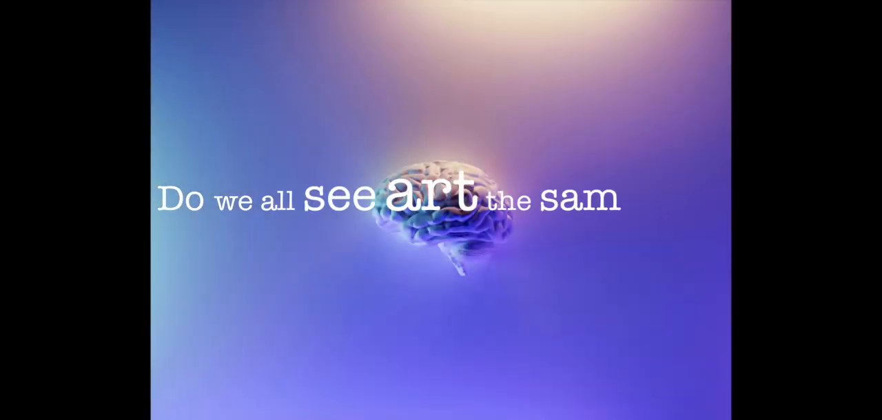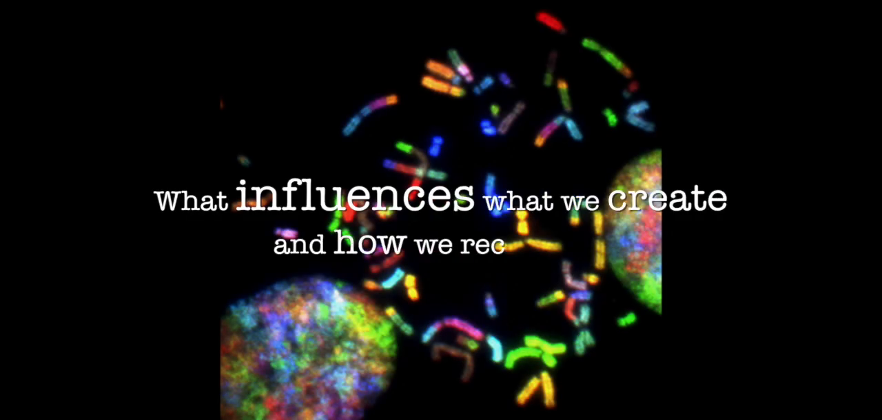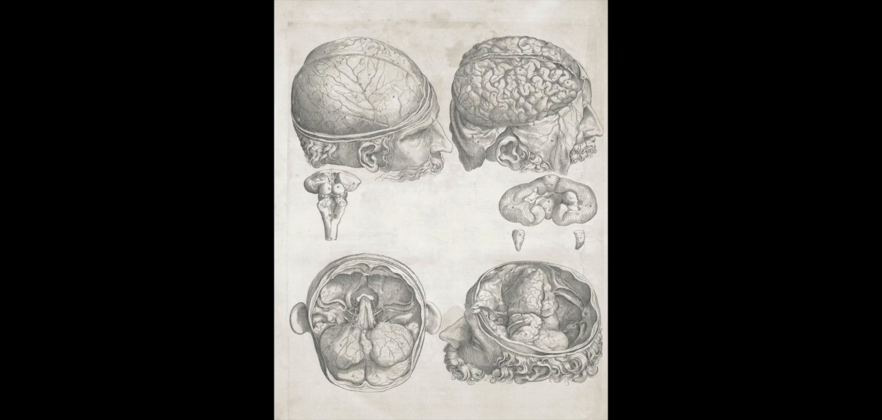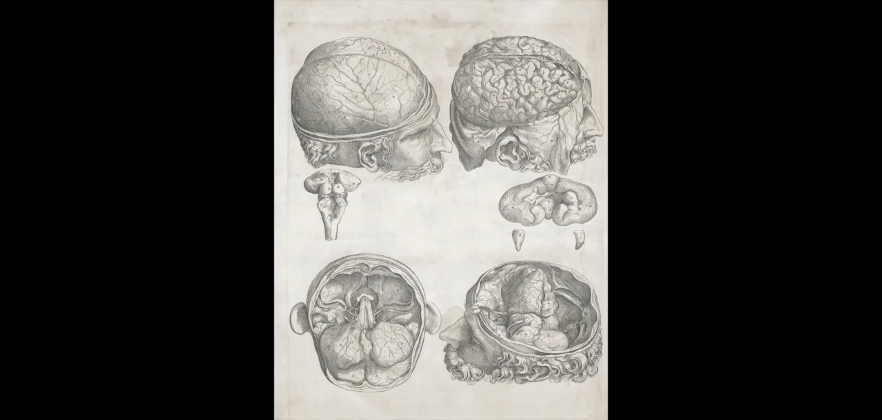We're going to find out if the eye is a window to the world, and do we all see the same thing when we look at a work of art? Or how do past experiences, thoughts, and emotions affect our interpretation of art? How do cultural, environmental, and biological factors shape the creation of art and its reception by the audience throughout history? What role does empathy play in our response to art? And how does the brain's ability to adapt and rewire itself influence artistic expression over time?